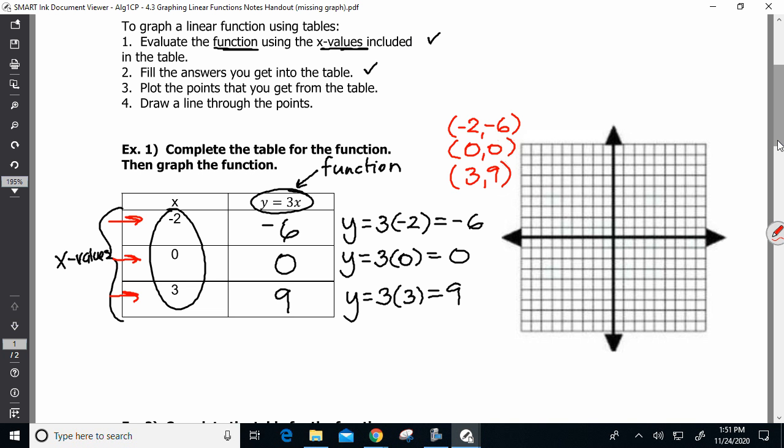For -2, -6, go to the left 2, go down 6. 0, 0 is the origin. And 3, 9, go to the right 3, and go up 1, 2, 3, 4, 5, 6, 7, 8, 9.